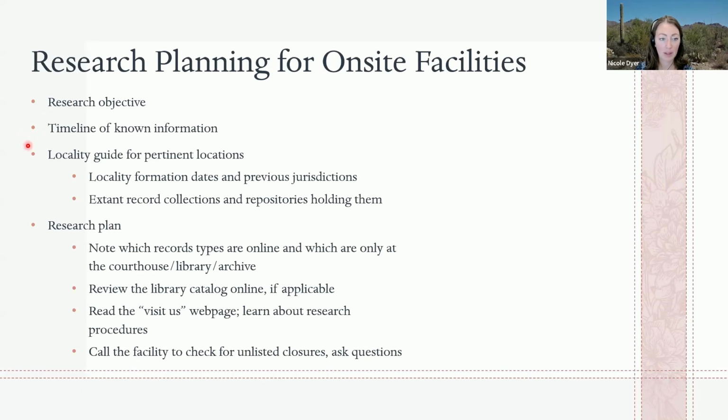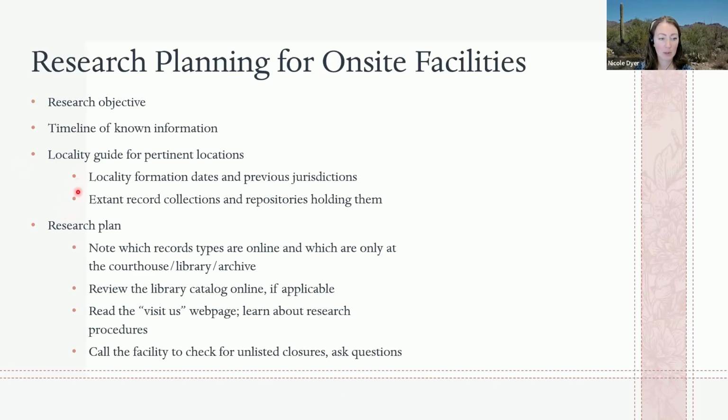And any other timeline information you can. Once you have those known localities they lived in, creating a locality guide for those pertinent locations helps you understand everything you need to know about researching there, such as the locality formation dates and the previous jurisdictions. That part's really important because you don't want to be looking in the wrong jurisdiction if the county was previously part of another place and the record you need is in that other place. And then extant record collections and repositories holding them.